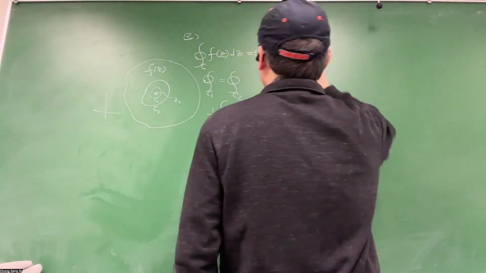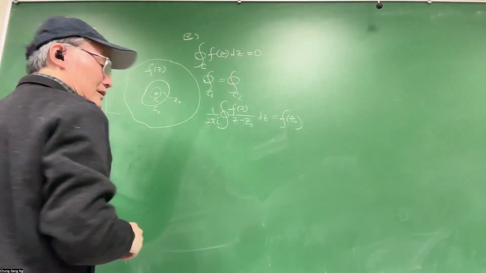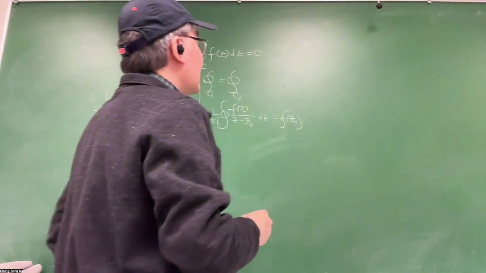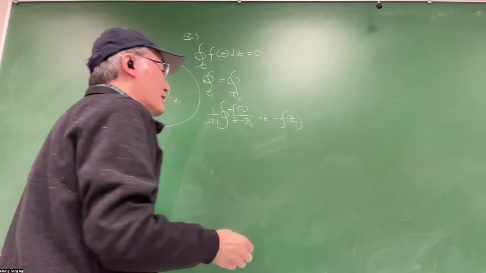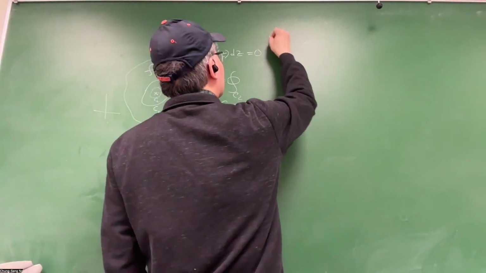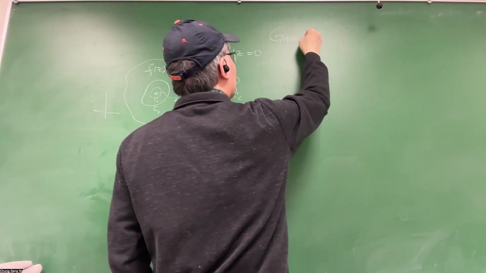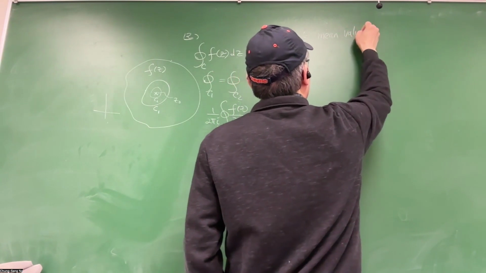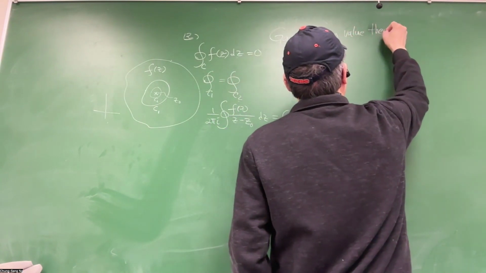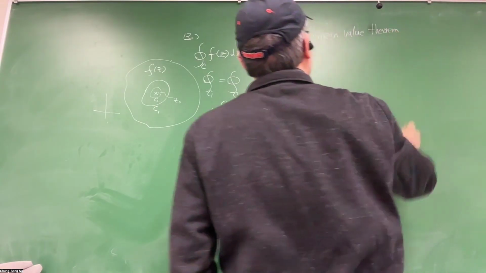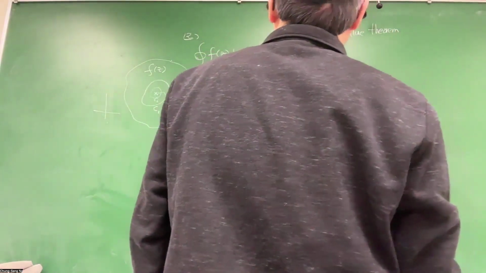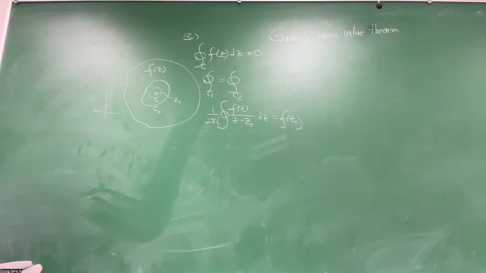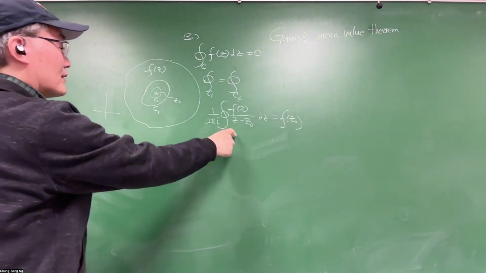Then there's a straightforward application that's not included in your textbook. I don't think your textbook talks about that, but it's called the Gauss mean value theorem. Okay, so basically a very straightforward application of this one.